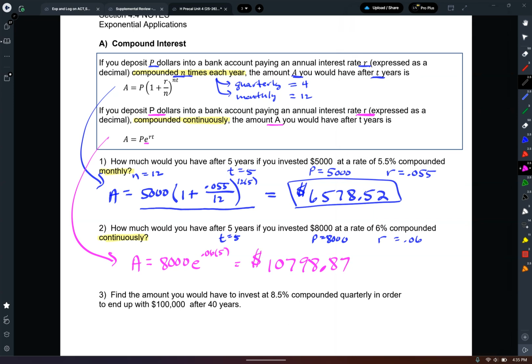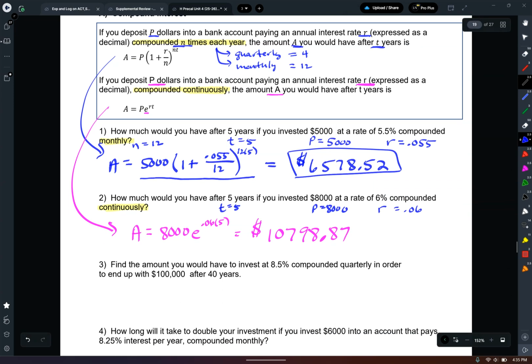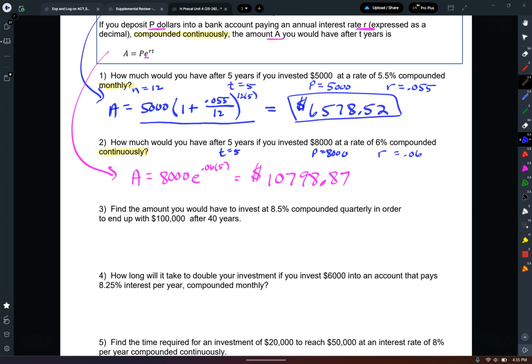Okay, so look at number 3. So find the amount you would have to invest. Okay, the amount you would have to invest means you're trying to find the P, right? The principal. 8.5%, so R is 0.085. This time, notice it says compounded quarterly, which tells me I'm going to use the first equation because that's the one that has the N. And in place of N, I'll put in a 4 for quarterly.